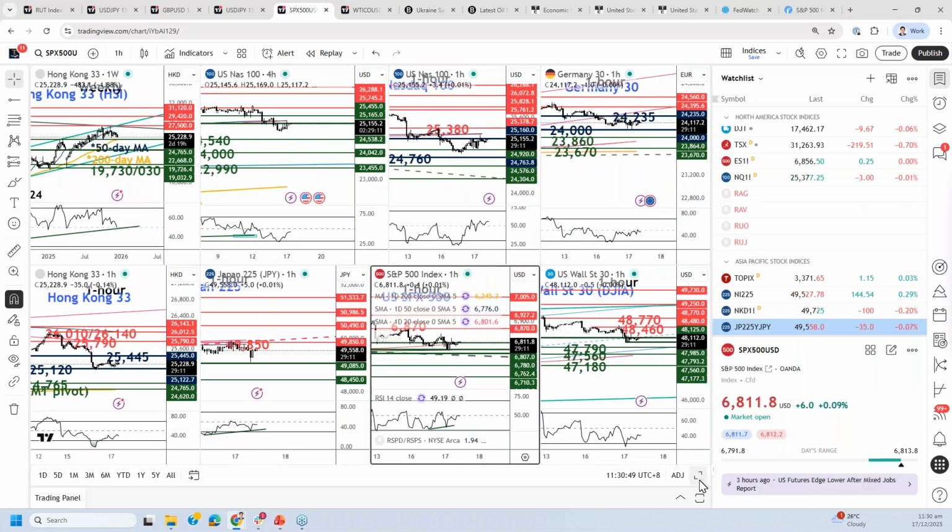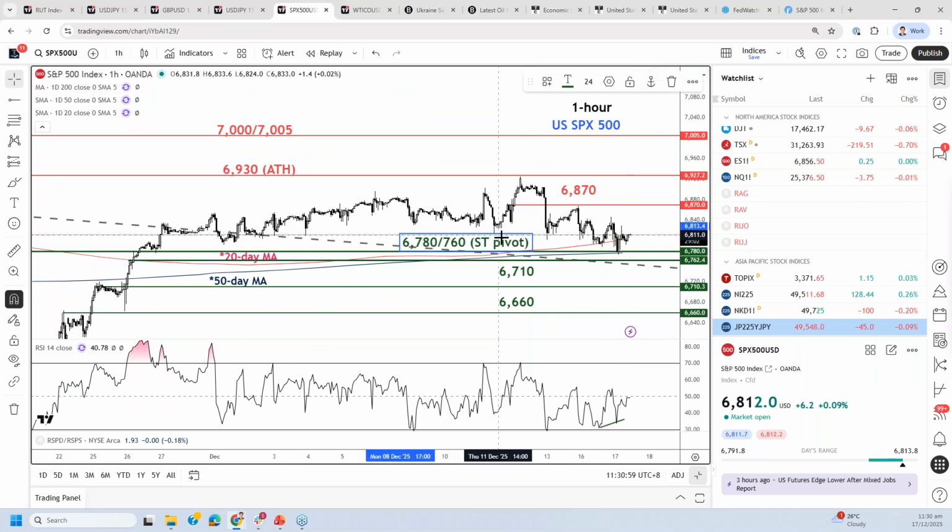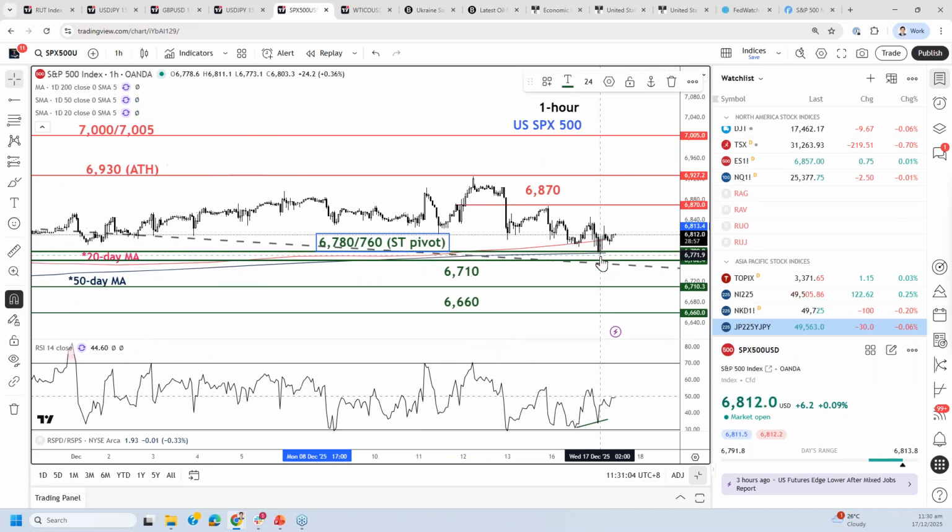Next up will be the S&P 500. The S&P 500 managed to bounce off our pivotal support zone over here, 6,780, 6,760, which we highlighted yesterday, and also bounced right exactly at the 50-day moving average. There's a bounce. And interestingly, this bounce flashed out a bullish divergence condition on the hourly RSI, indicating that the downside momentum that was being seen at the start of this week, which is the past 2 days, has started to ease off over here.